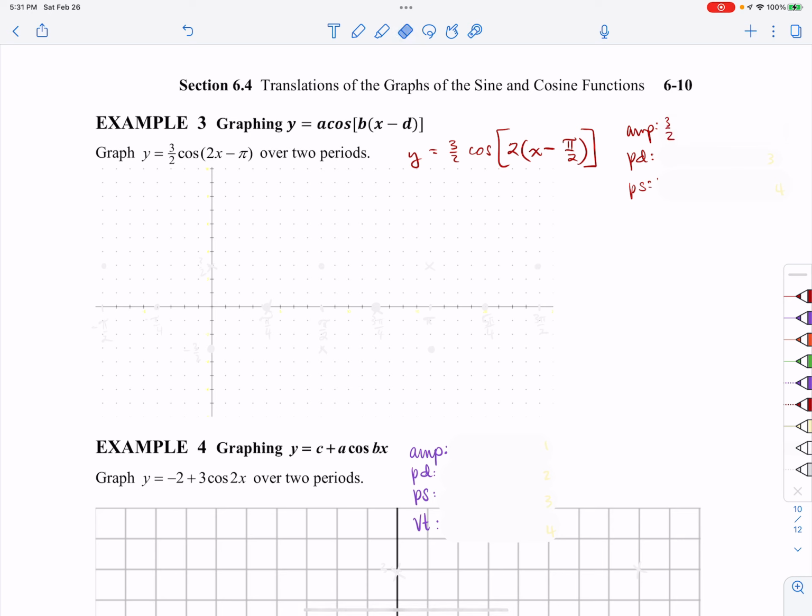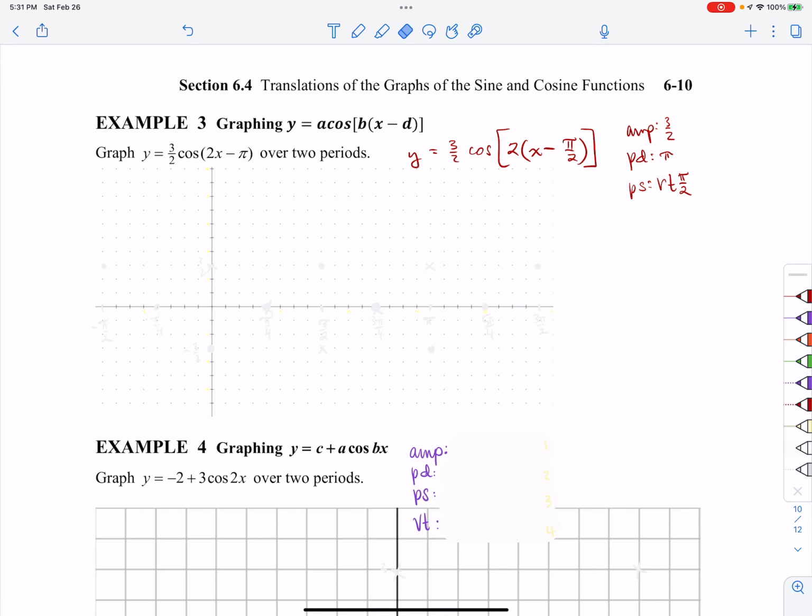My amplitude is going to be 3/2. My period will be 2 pi over 2, which reduces to pi. My phase shift, which is also the same thing as my horizontal translation, is going to be to the right pi over 2. To the right pi over 2.